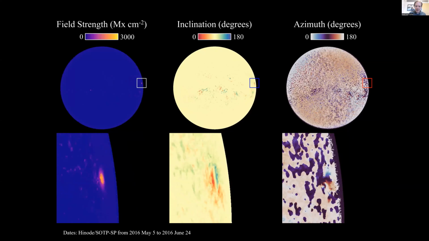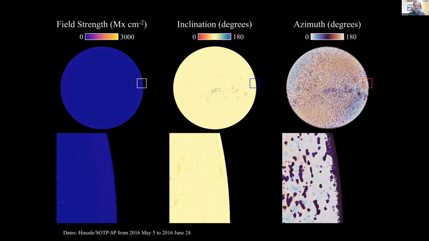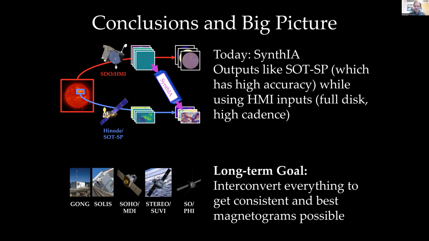So with that, I want to conclude with conclusions and big pictures. The thing I told you about today was SynthIA, which produces outputs like one instrument while using the inputs of another instrument. This is a relatively straightforward idea, but I think it's able to unlock a lot of neat things because you don't actually need a physical model to go between these two things. You have well-defined physical models for each of these instruments, and there's a challenge, which is that validation is going to be quite a bit harder.